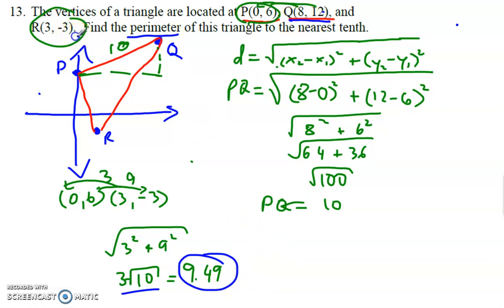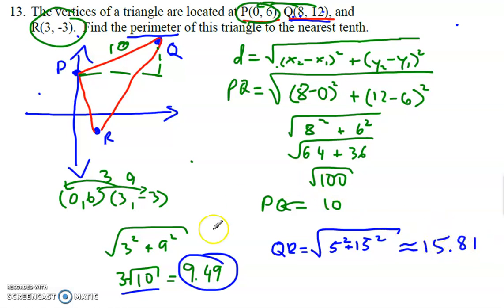And then I can do the same trick here. Q, 12 to -3, that's 15. So I'll do 15 squared. 8 to 3, that's 5. That's the change in the x's, doesn't really matter which way around. And so the distance from Q to R, QR, is 5 squared plus 15 squared, which comes out to be about 15.81. Add these three together and you get approximately 35.3.